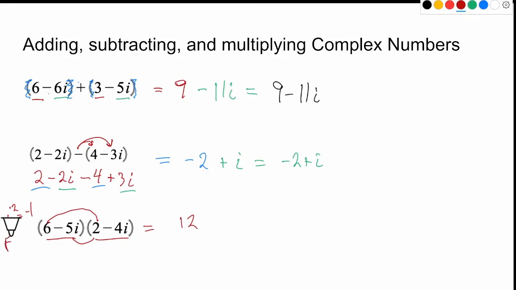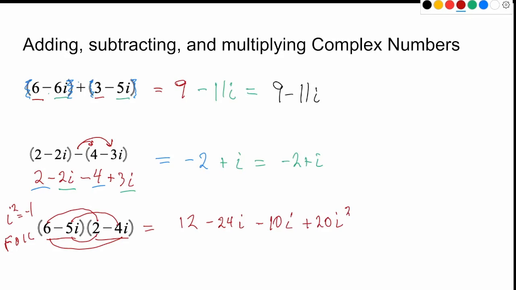FOIL. You can actually do it in any order, but let me just, first we do the outers. So the outer terms would be the 6 and the 4i. So that gives us a negative 6 times 4 is 24. We do the inners, and we get a minus 5, 5 times 2, we get a minus 10i. And then finally, we do the last, negative 5 and negative 4. That's going to give us a positive 20i squared, i times i.